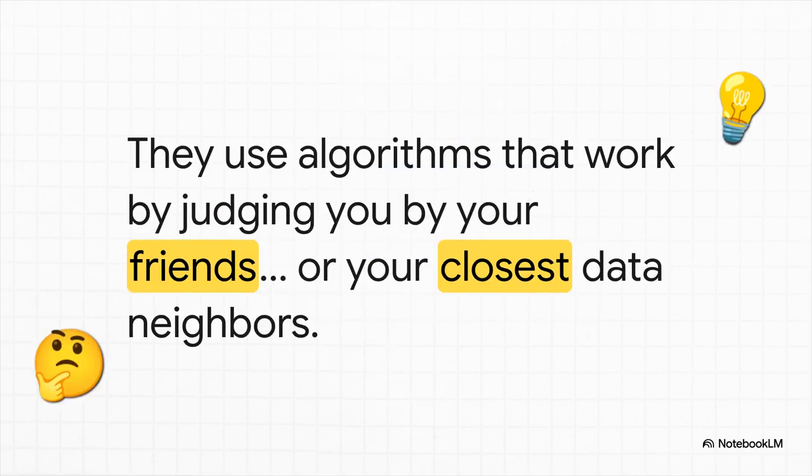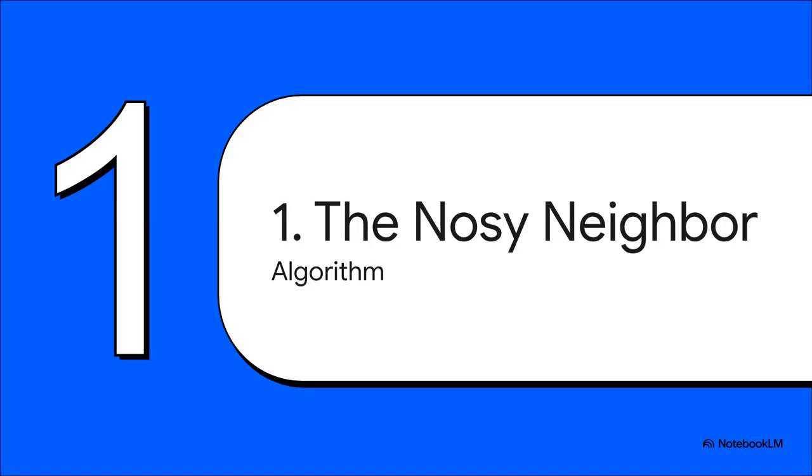Yeah, the big secret is an idea we all get. Birds of a feather flock together, right? It's the same exact thing with data. The algorithm basically assumes that any new, unknown thing is probably a lot like the things that are closest to it.